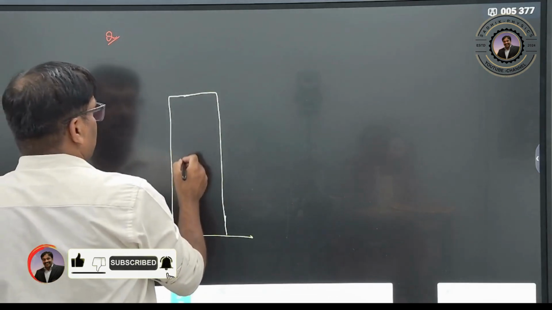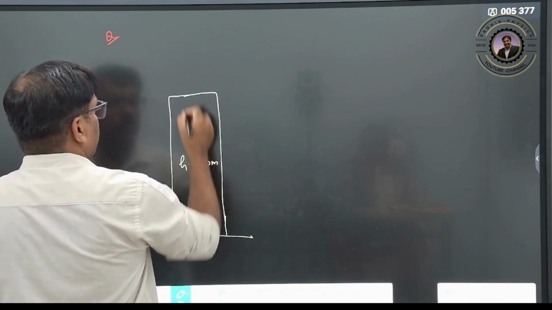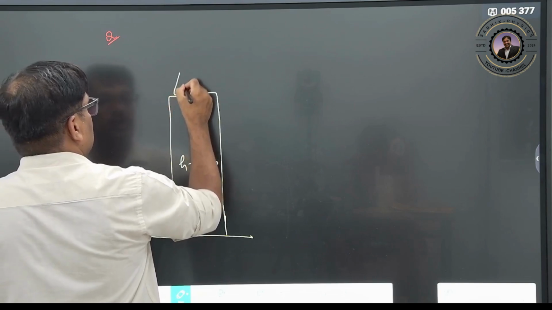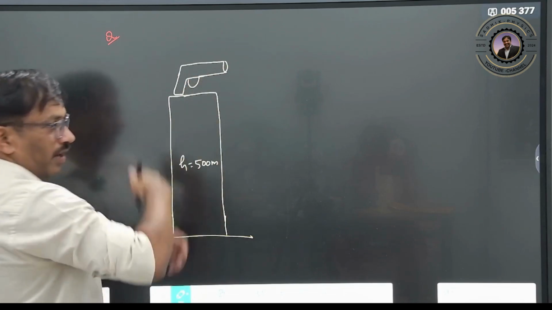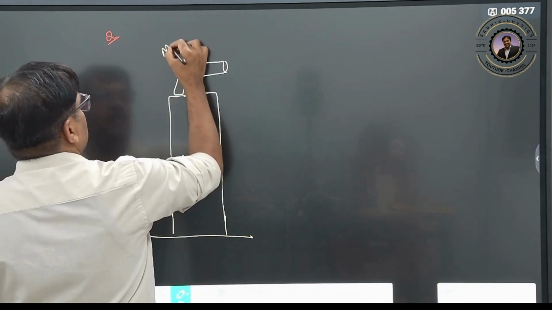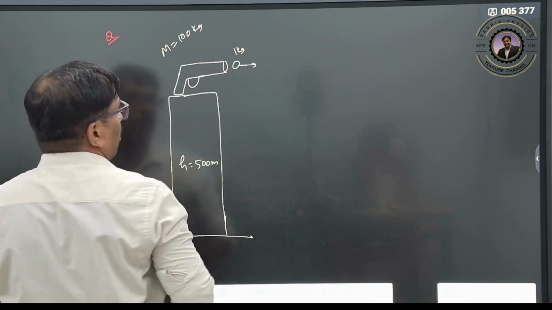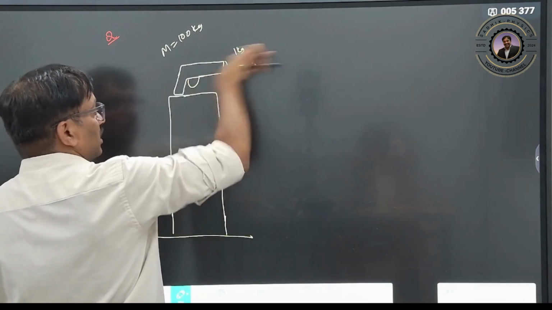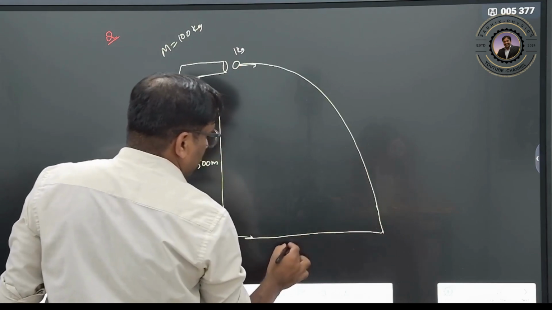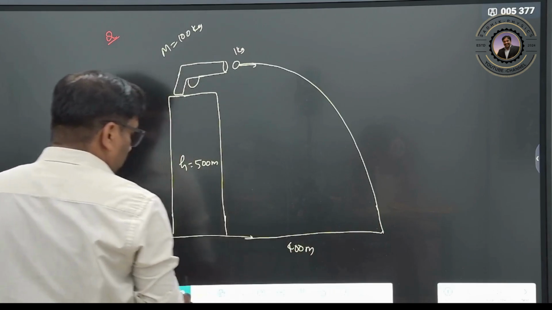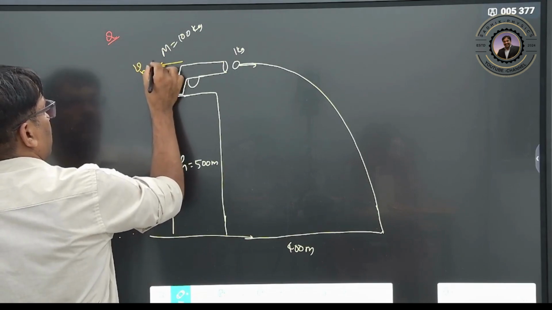This gun is kept at a height of 500 meters. In war times there is something like a Firangi. It has a mass of about 100 kg and it is firing one bullet. The bullet mass is 1 kg. The bullet hits the ground at a distance of 400 meters. Now we want to calculate the recoil velocity of the gun.